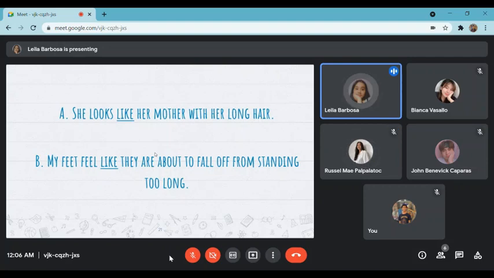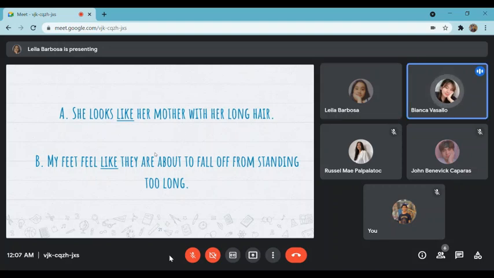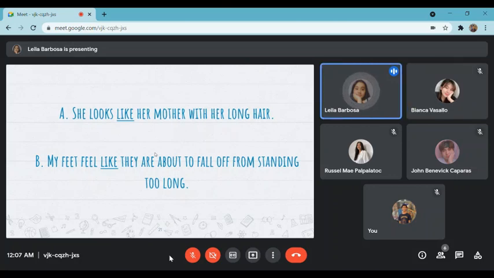Okay. So now that we have tackled the five comparative forms, let us have a quick recap. Who can give me one comparative form? Ma'am, yes, Bianca. The pattern as plus adjective plus as. It is used to compare two equal qualities of two people, ideas, places, or things. Very good. So who would like to give another? Ma'am. Yes, Russell. As plus adverb plus as. It shows the similarity of the manner or how things are done between two actions.